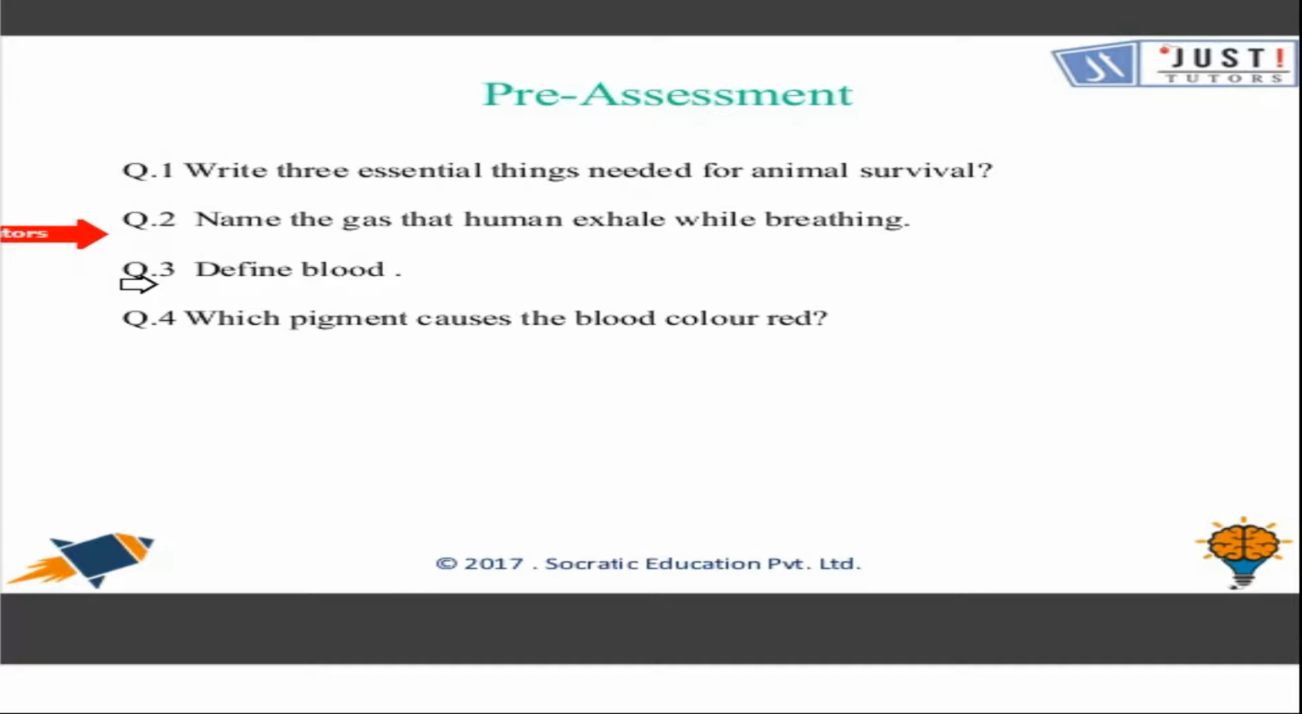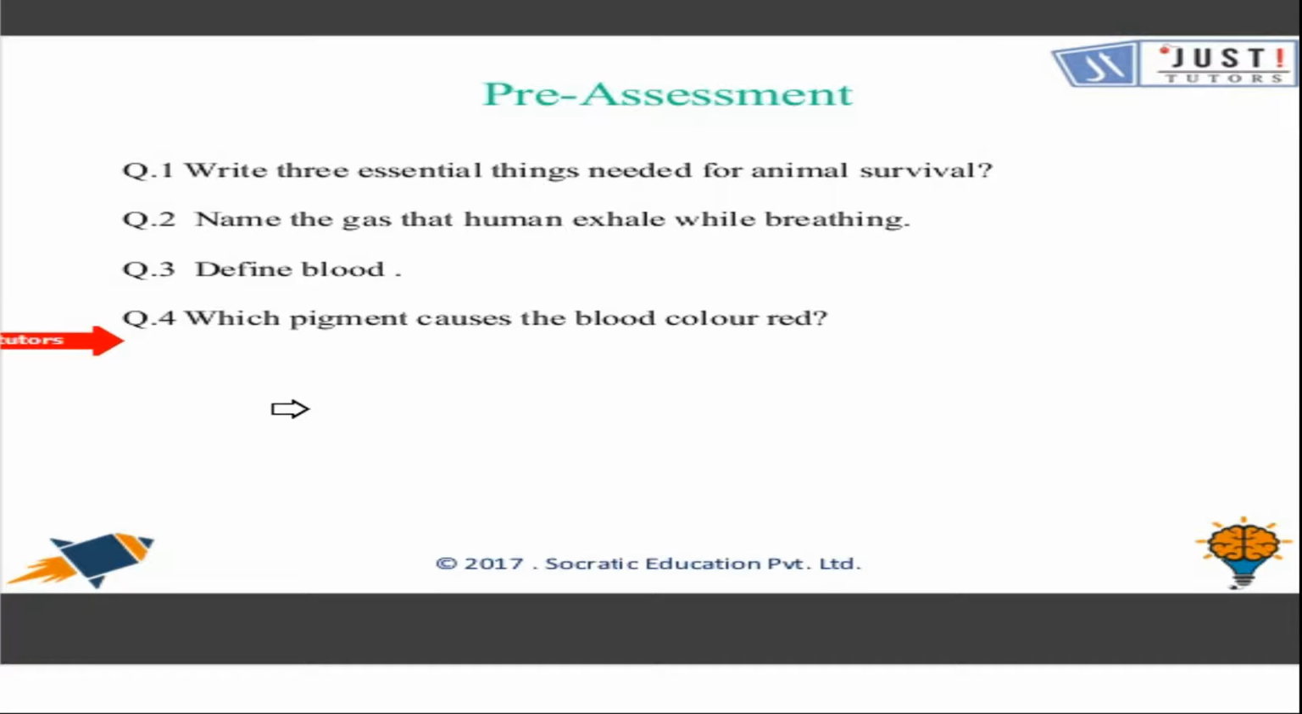Question 2 is: name the gas that humans exhale while breathing. While breathing we take in oxygen. Which gas do we take out? Give it a thought. It will be carbon dioxide. Third is: define blood. It's a liquid substance that runs around in our body. And question 4 is: which pigment causes the blood color red?